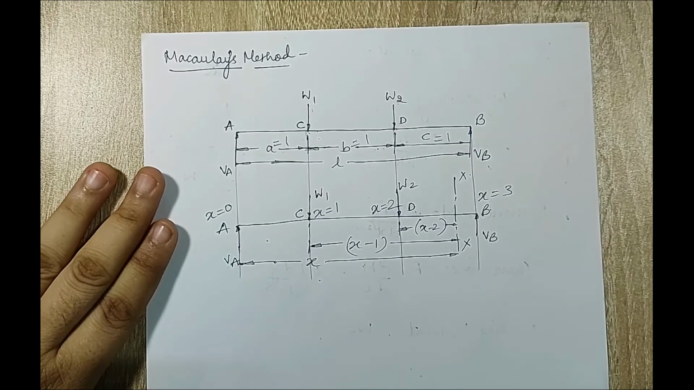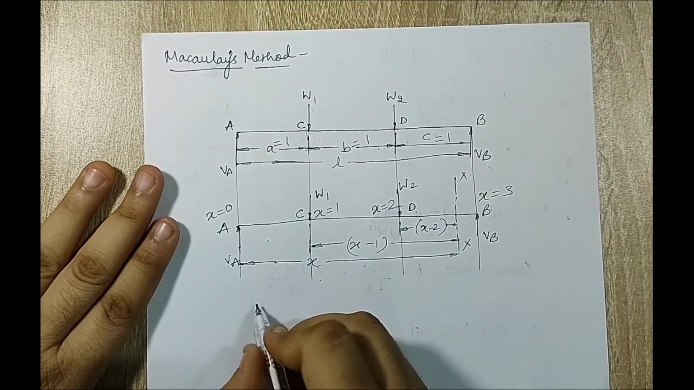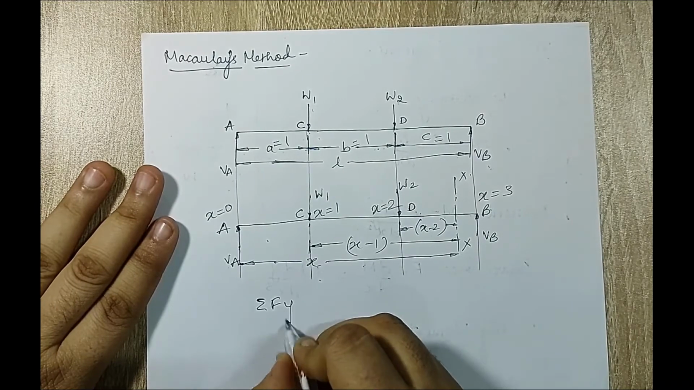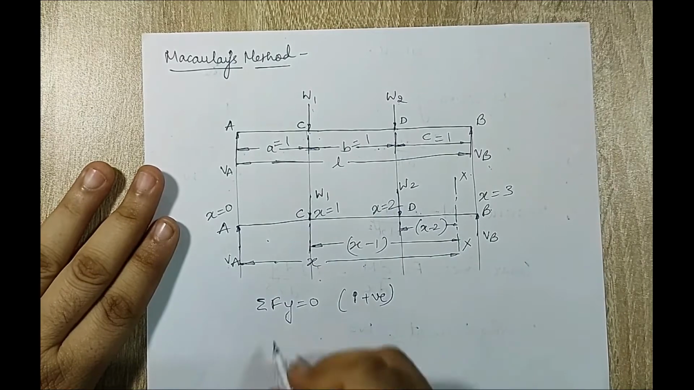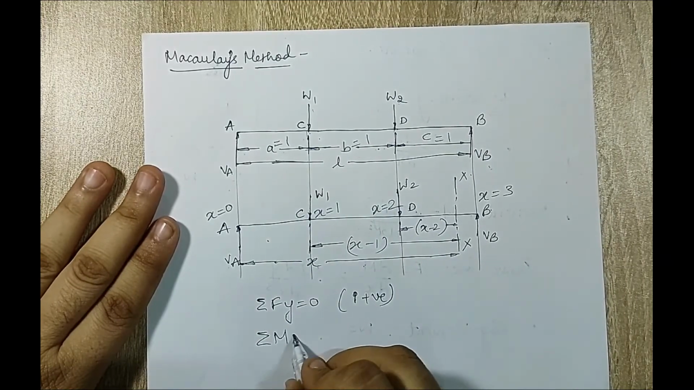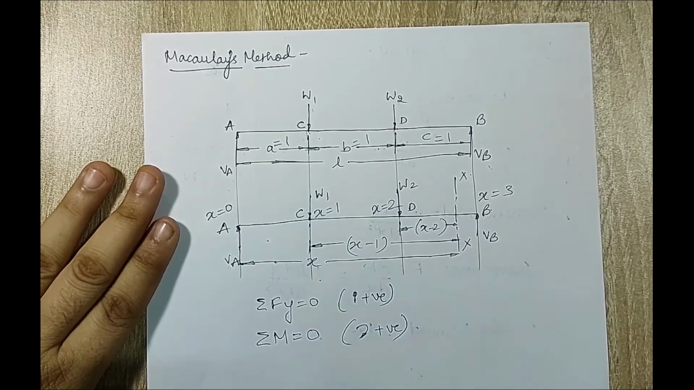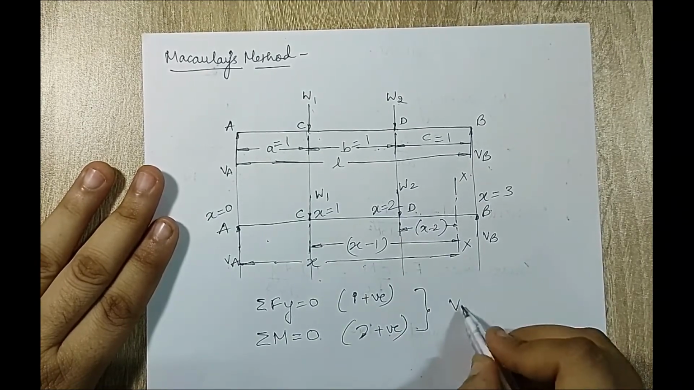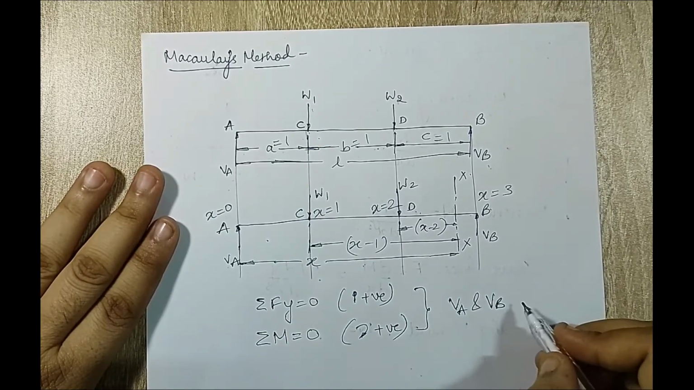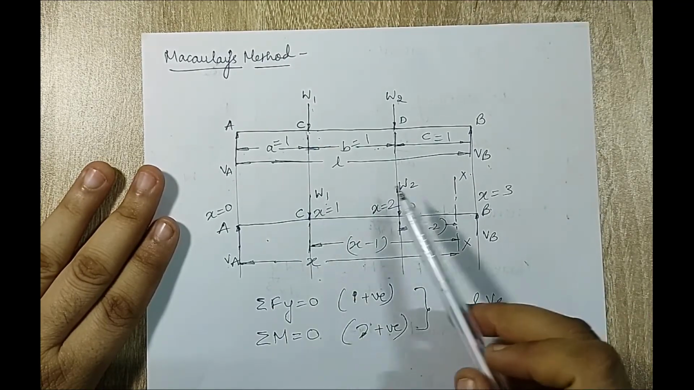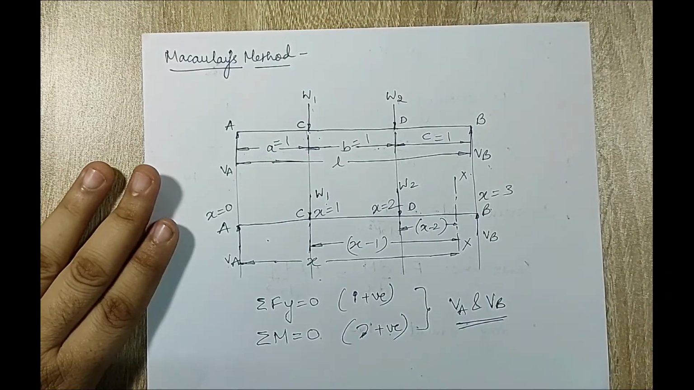Now I can calculate VA and VB using a very simple equation. Summation of force in y direction is equal to 0. Upward force will be considered positive, and summation of moment about any point is equal to 0. I can assume clockwise as positive. When I use these two equations, I'll get the value of VB and VA. Now it is obvious that W1 and W2 will be given to me. So I can calculate these two unknowns.